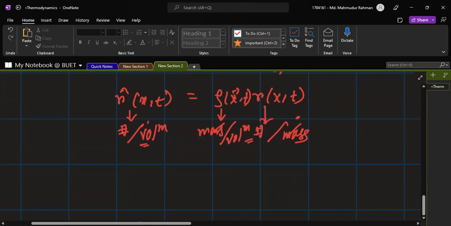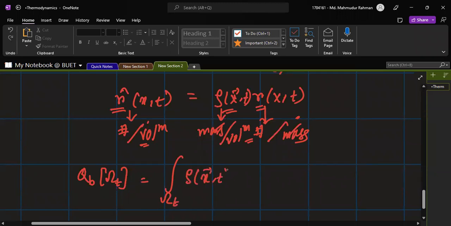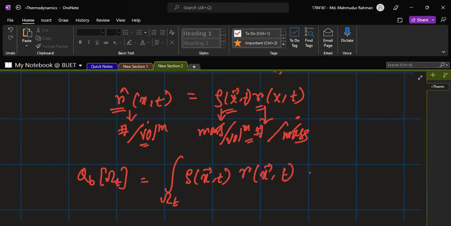So the integral can also be represented. We know that R hat is rho, the density field, times the body heating per unit mass. So our body heating over the subset omega t is a continuous integration of rho of x, t, times R of x, t, which is the heat supply per unit mass, dV x. So this is the integral representation of our body heating part.